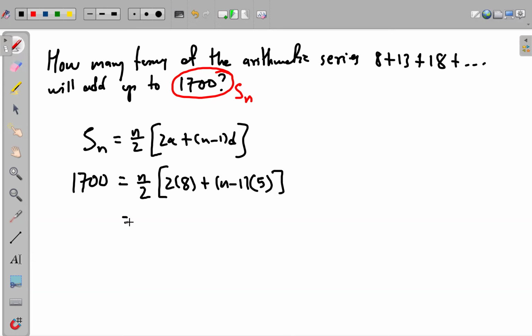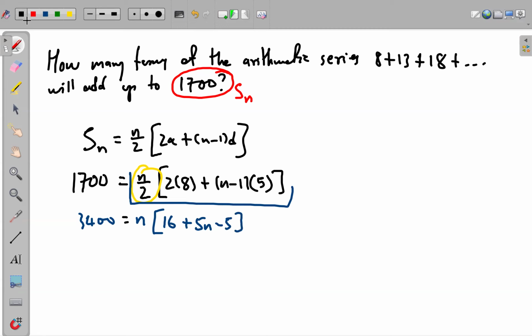Let's just clean up quickly the brackets. Again, as I said, because some people really get intimidated by fractions, since this whole thing is a product, you are more than welcome to multiply by 2 both sides so that you get rid of that fraction. So this will just be 3,400 on the left, and then you are left with n, and then you can work out whatever is in the brackets. That's a 16, and then this is a 5n minus 5. So that way you have saved yourself from the nightmare of fractions.